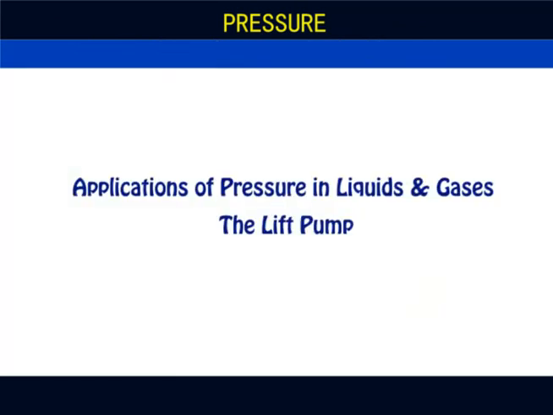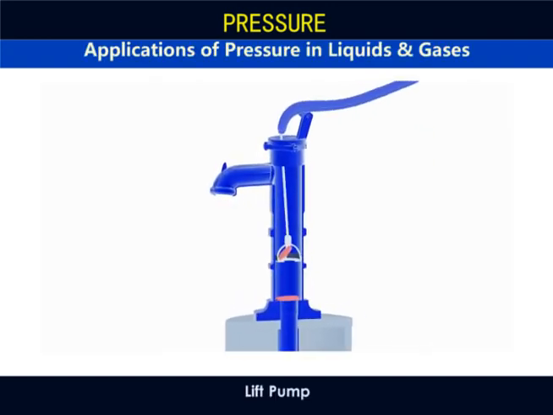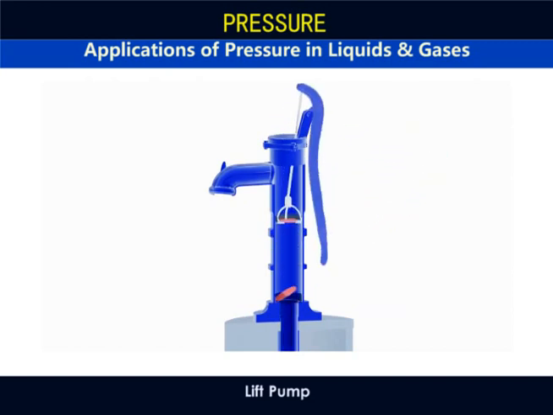Next, the lift pump. This is a hand-operated device used to pump water. It consists of a lever used as a handle, a piston rod that connects this handle to a piston, which is fitted with a non-return valve. Another non-return valve is fitted at the base of the cylinder. A pipe is connected to the cylinder and also submerged in water. An outlet is fitted through which water flows out of the pump.